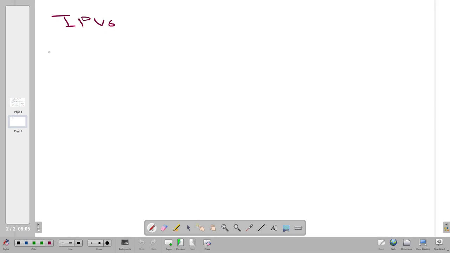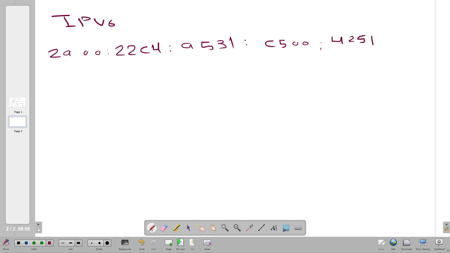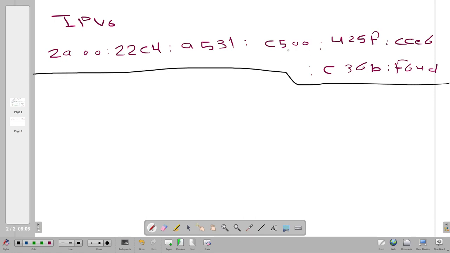An example of an IPv6 address would be, let's say, 2A00, and you have one colon here. And then let's say 2C4, and you have also a colon, A531, also one colon here, C500, one colon as well. This is just an example. CCE6, and lastly here let's put two more, C36B, and F640. That is an example of an IPv6 address. So when you see this, not literally the letters, but see the formula. You have many groups, as you can see, separated by colons, each with four characters. Now this is called an IPv6 address.